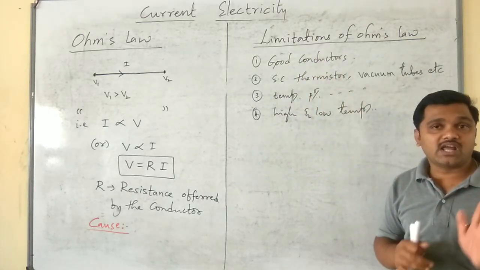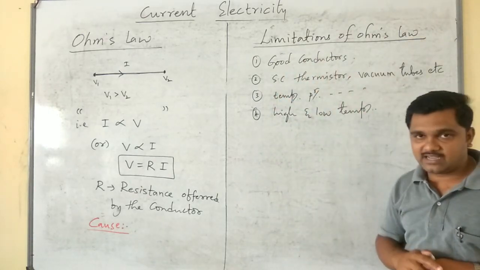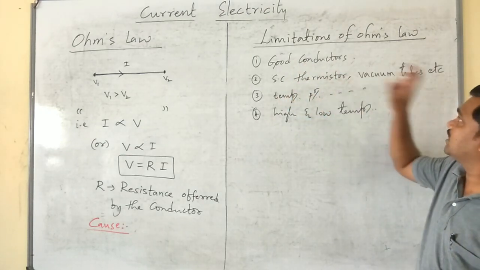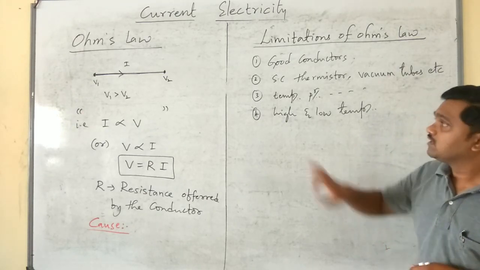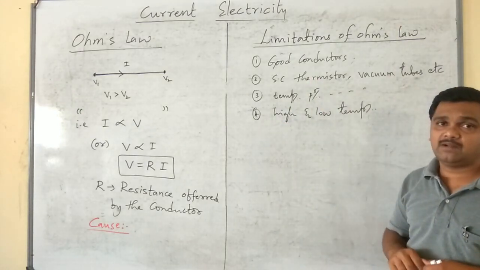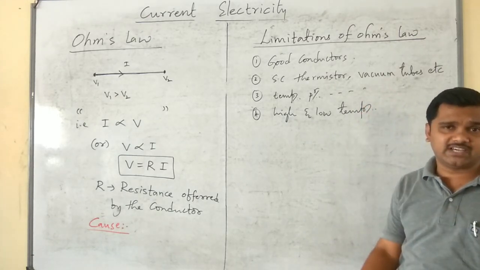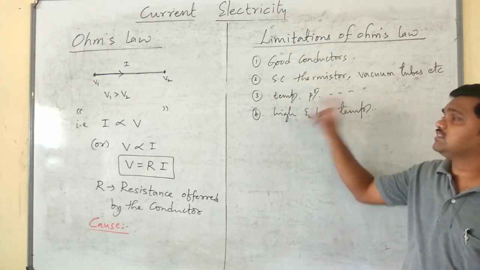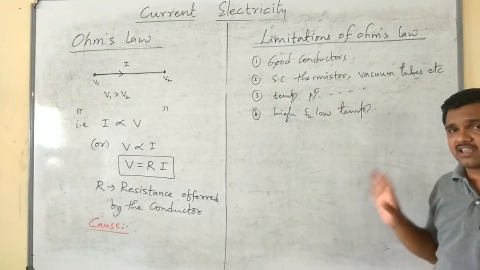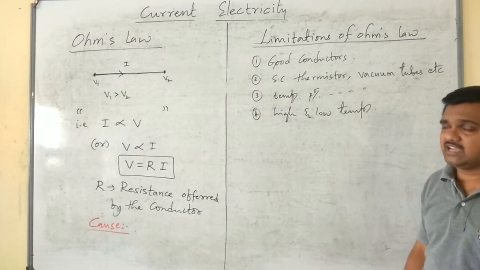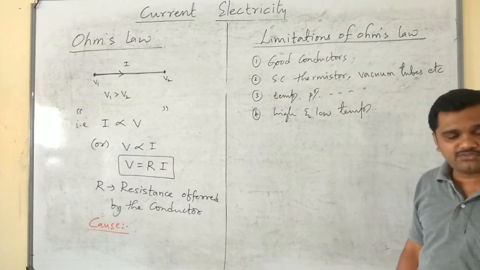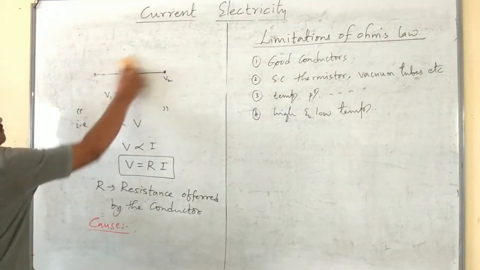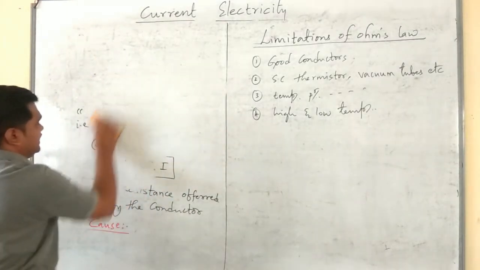First one, Ohm's law is applicable only for good conductors. Second one, it is not applicable for semiconductor devices like thermistors, vacuum tubes, etc. Third one, it is not applicable at very high temperature and very low temperature. And the fourth one, it is applicable only when the temperature, pressure, strain, etc. are kept constant. So these are the main limitations of Ohm's law. Now, let us discuss the resistance concept in detail.